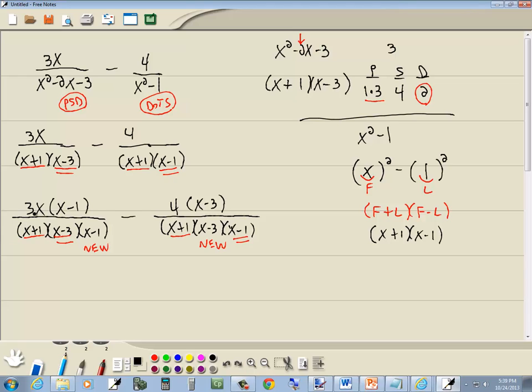Now get rid of the parentheses up on top. We get 3x times x is 3x squared. 3x times negative 1 is negative 3x, over all this. Minus, and then multiply the 4 through, distributive property again. 4 times x is 4x. 4 times negative 3 is negative 12, over all this.